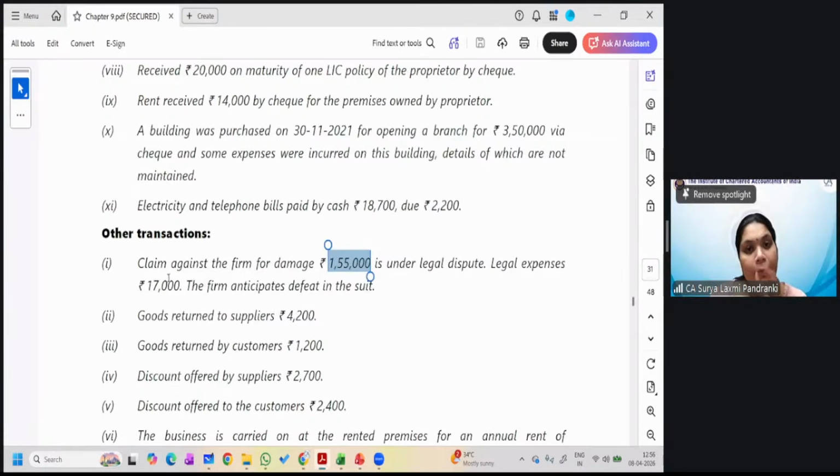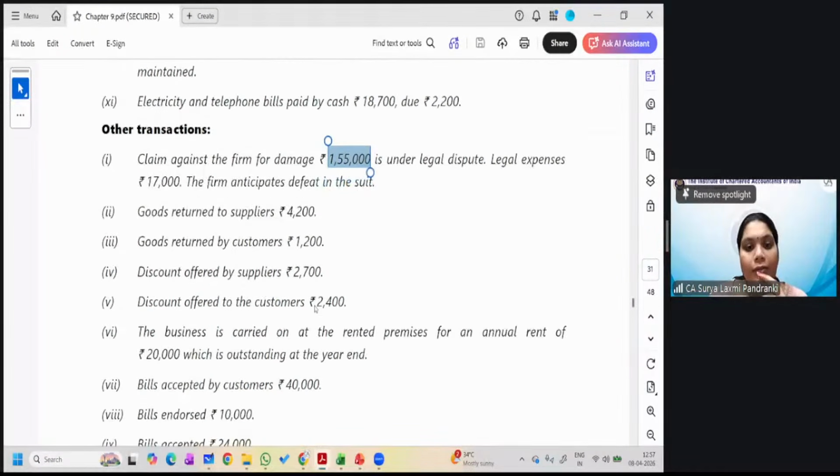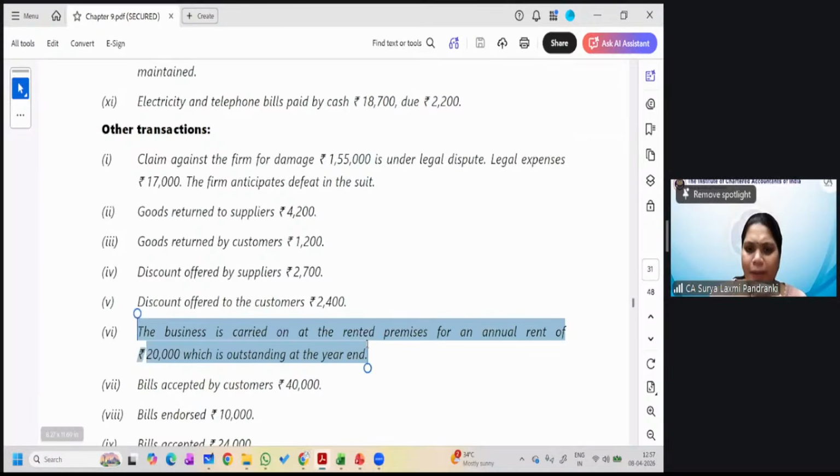Clear? Everybody, not just one person, everybody. Okay? And the other one you're asking about is a general expense. You have to pay rent to someone and you didn't pay it. What is the rent that you have to pay? 20,000. You didn't pay, so it is an outstanding rent. Normal outstanding rent only.